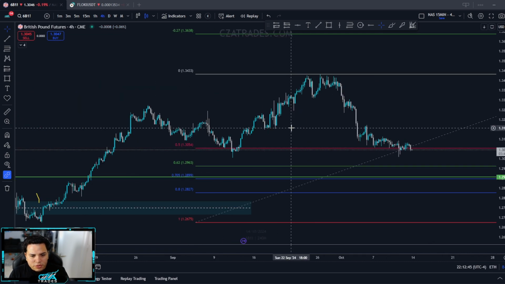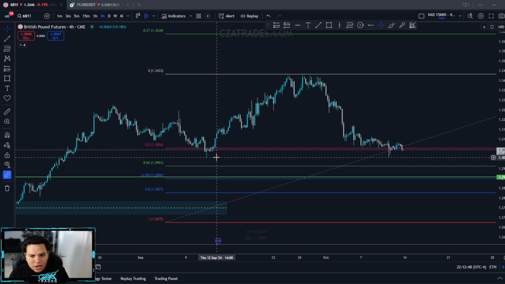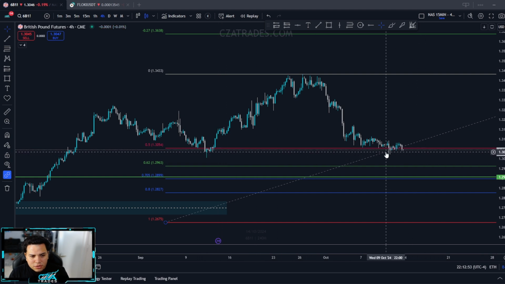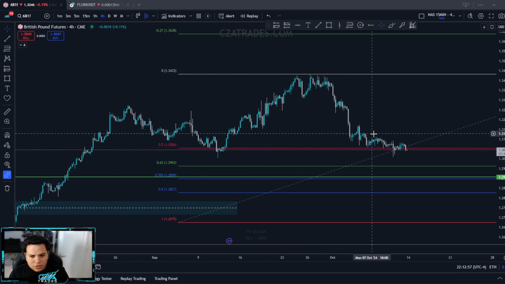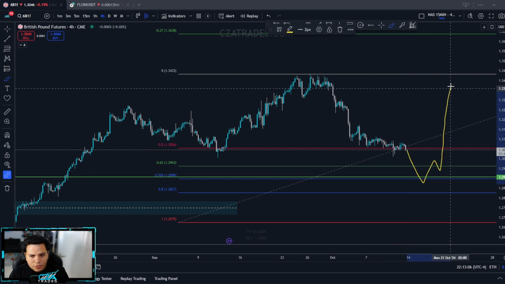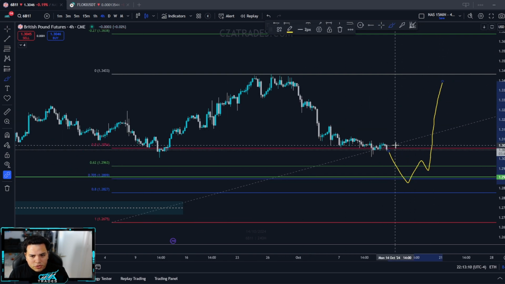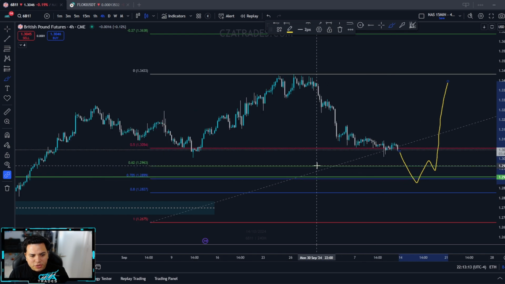On the 4-hour, what do we see? We see this sell side liquidity has been taken out, so it should, in theory, continue upwards. But it might just dump for a little bit, pick up a little bit of extra liquidity there, do a liquidity sweep, right? And come back up, a continuation to the upside. We'll keep an eye on that. So set your alerts right now, guys, on the 0.62 and the 0.705 line, which are respectively 1.2963, and then this one is 1.2899.